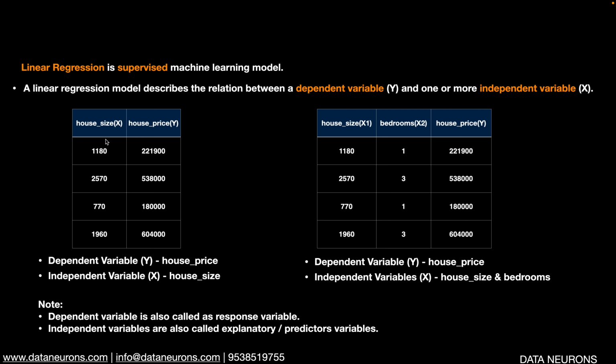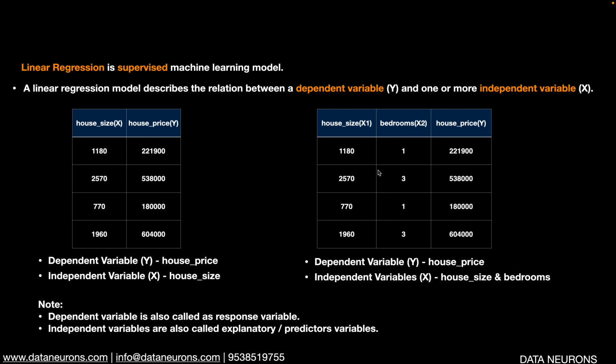What linear regression does here is it tries to establish or describe the relationship between the house size and house price. For example, for now we know that 1180 square feet of size is going to cost us $221,000. What if I increase this number by 1? What will be the effect on y? This kind of relationship a linear regression model will provide us, whether the price will increase or decrease.